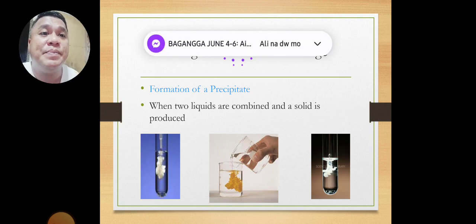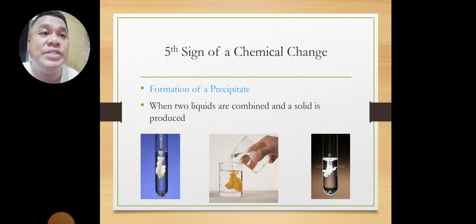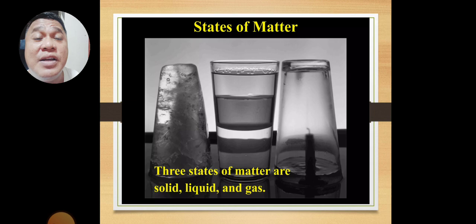Formation of precipitate is when two liquids combine and a solid is produced. The solid settles at the bottom as a precipitate, showing that a chemical change is happening. So those are the criteria for considering a chemical change.